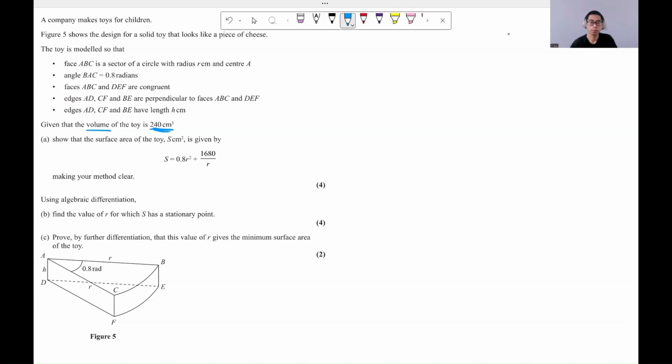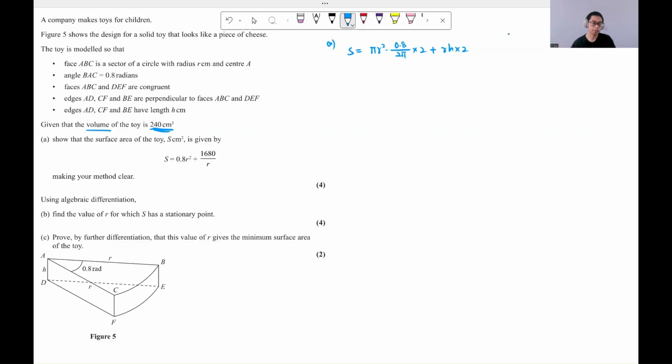Okay, let's set up the equation first. So S is equal to, I'm going to work out the top sector and the bottom sector of the circle. That would be pi r squared times 0.8 radians over 2 pi radians, and then times 2. And then for the rectangle ADFC, that's just base times height, so r times h. And then that'll be the same as ABED, so I will double that.